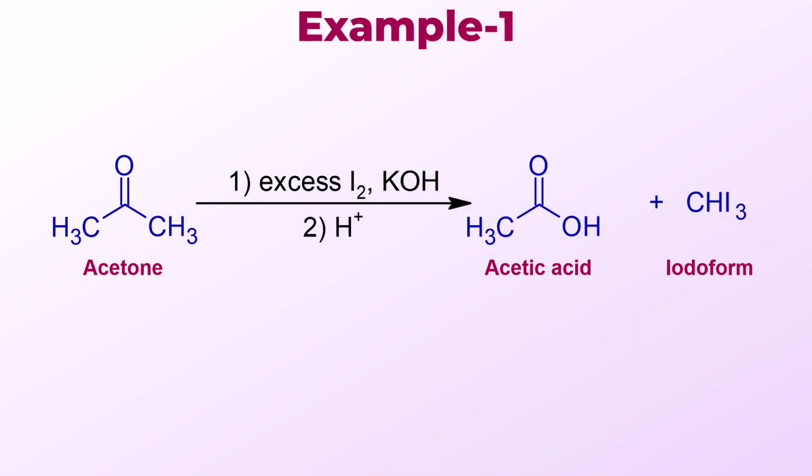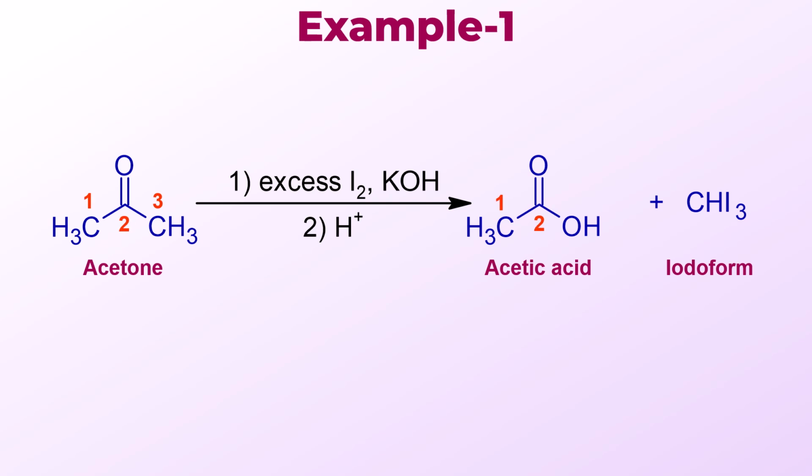Now let us go through a few examples. The first example is the haloform reaction of acetone, which is a methyl ketone. When acetone is treated with an excess of iodine and a strong base potassium hydroxide, followed by acidic workup, acetic acid and iodoform CHI₃ are formed. You can clearly see that the carboxylic acid product contains 1 carbon fewer than acetone.